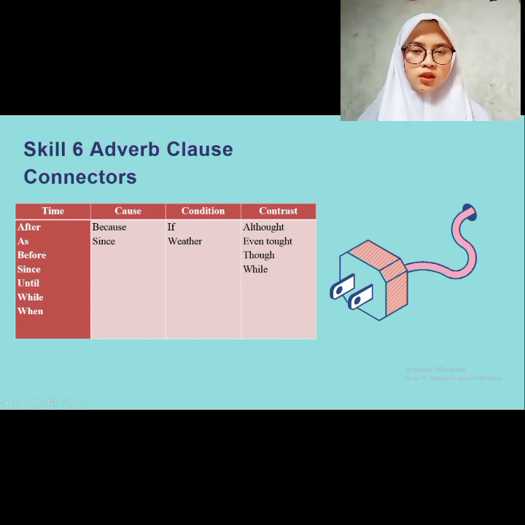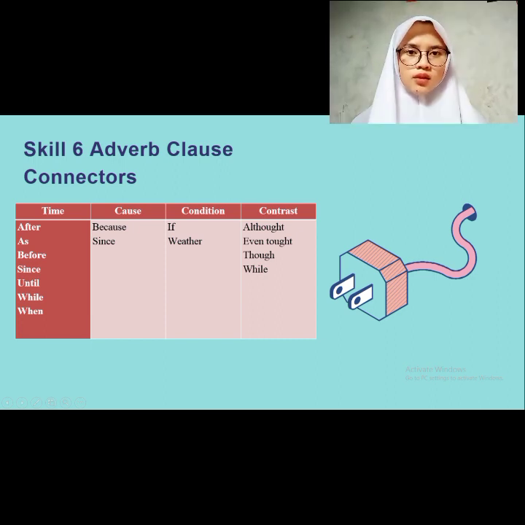In the first column, there is time, which consists of after, as, before, since, until, while, when. In the second column, there is because, which consists of because and since. Next column, there is condition, which consists of if and whether. And finally, the last column, there is contrast, which consists of although, even though, and while.